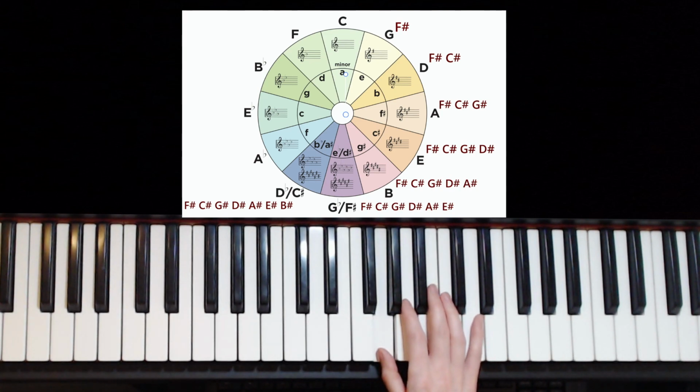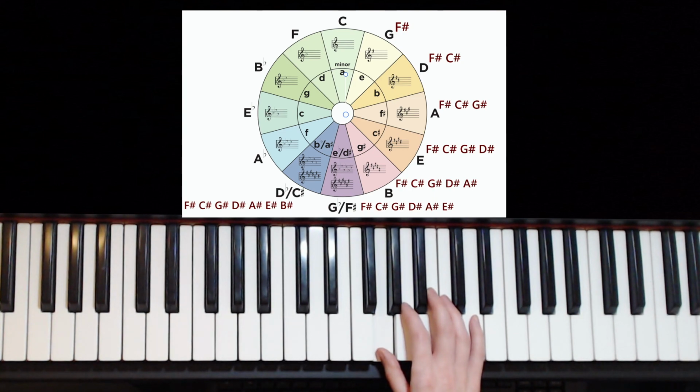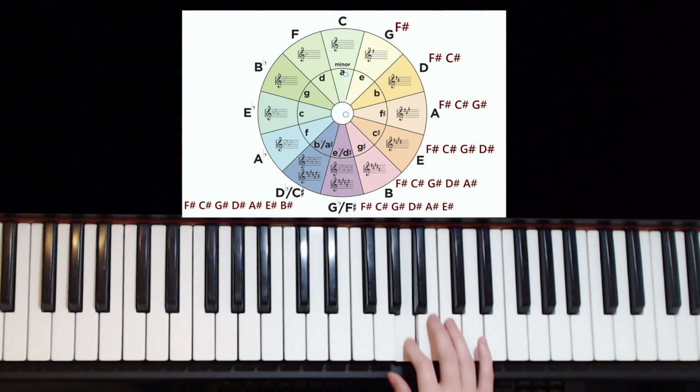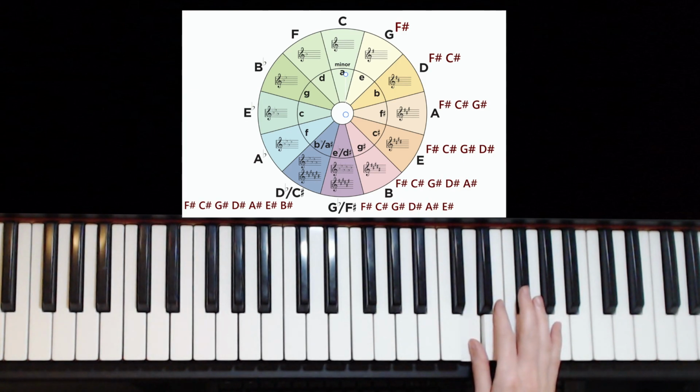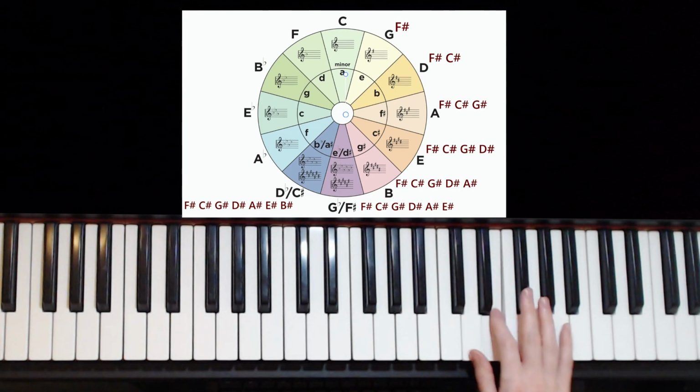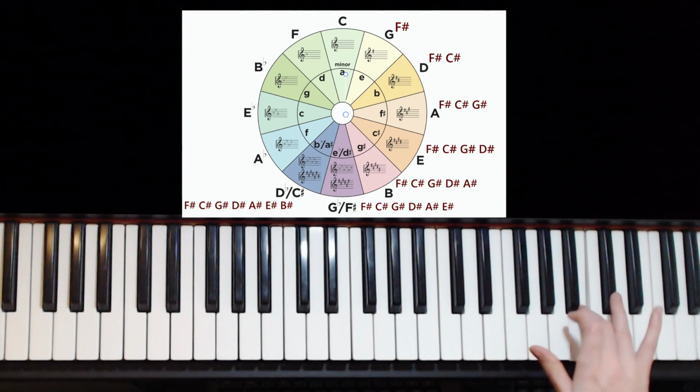Okay, I want to get to the next key. So I go up to the 5th of this key that I'm in, G. 1, 2, 3, 4, 5. I get to D. Father Christmas, F sharp and C sharp. F sharp, C sharp.